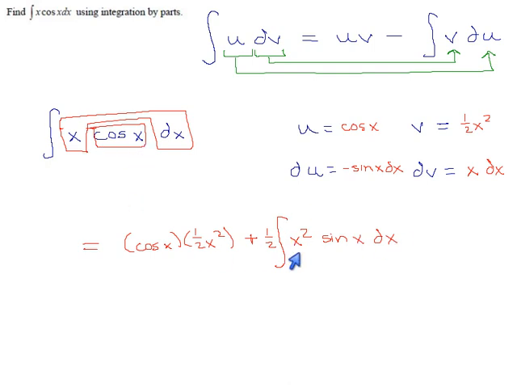And now we have x squared times a trig function. If anything, this is worse. This is a more complicated integral because the power of x has gone up. We've still got a combination of a polynomial and a trig function, so this hasn't gotten us anywhere good.